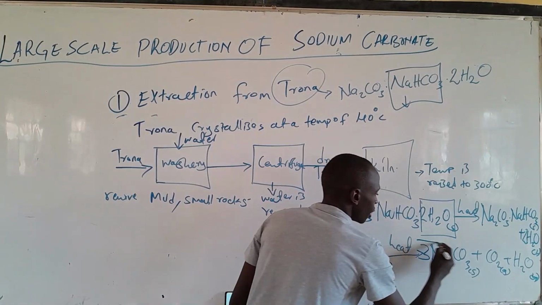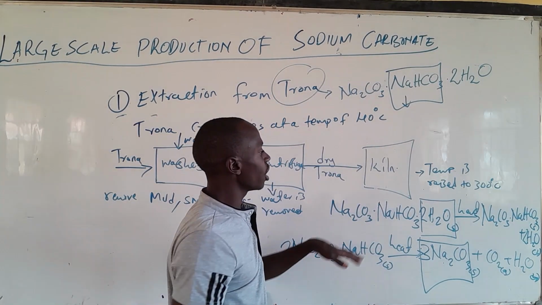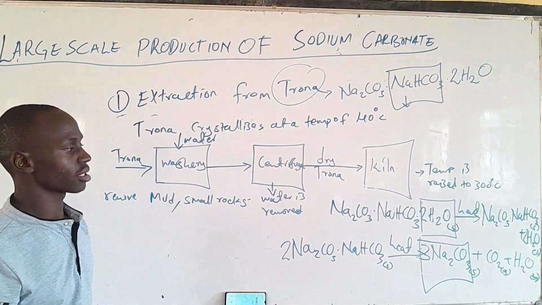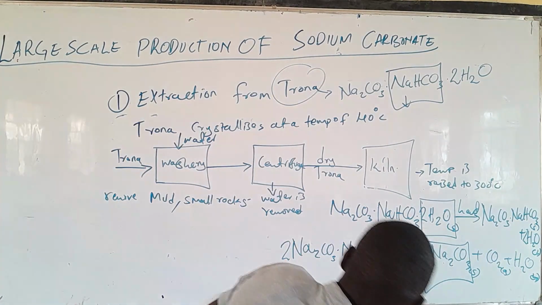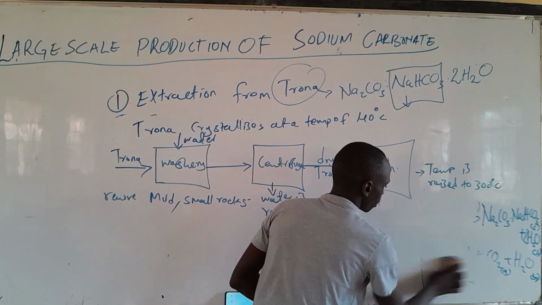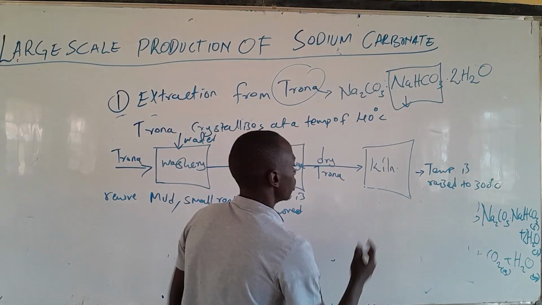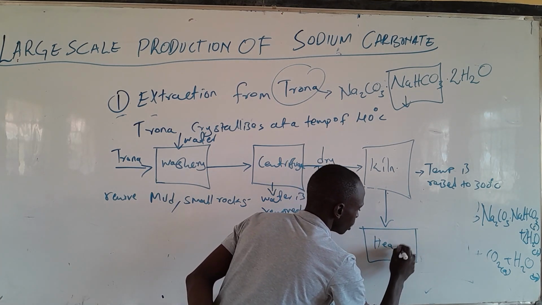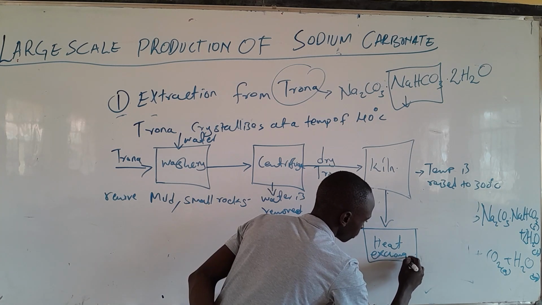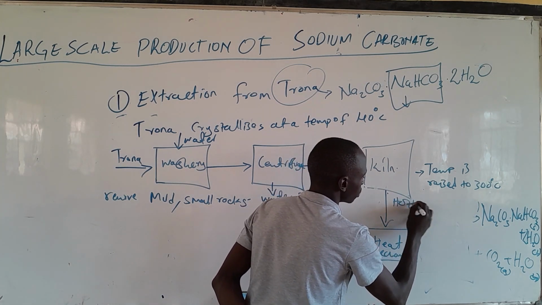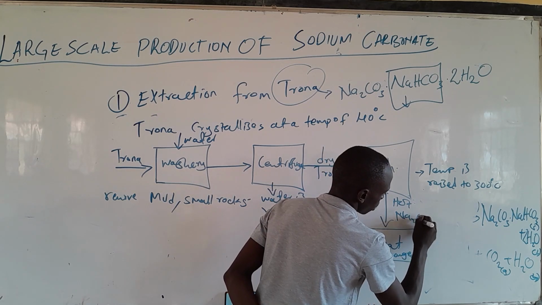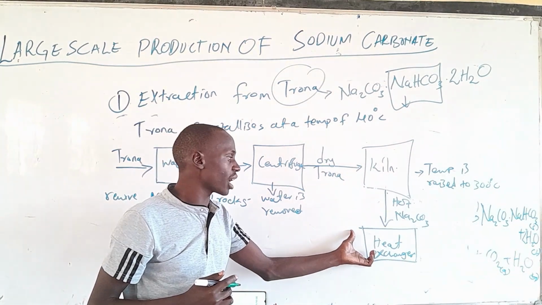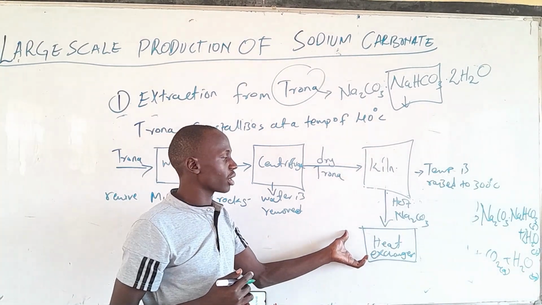The sodium carbonate obtained from the kiln is taken to the next chamber, which is referred to as the heat exchanger. After production of sodium carbonate, it is pushed to the heat exchanger. This one is hot sodium carbonate. The hot sodium carbonate is pumped to the heat exchanger where the temperature is decreased. That is, the sodium carbonate is cooled.